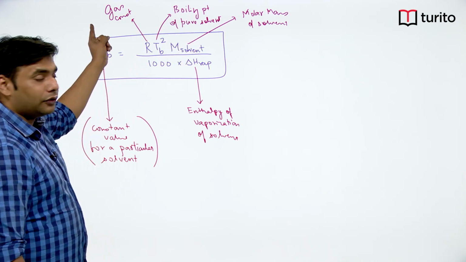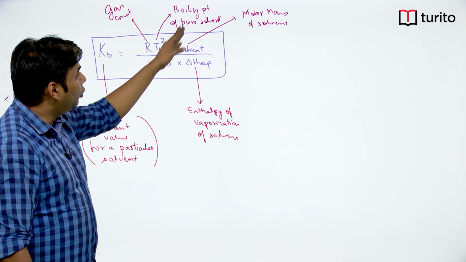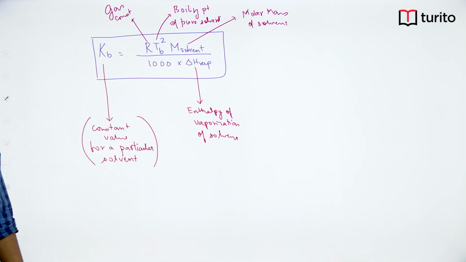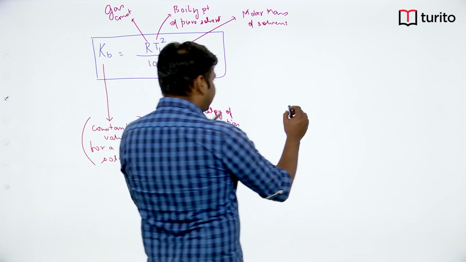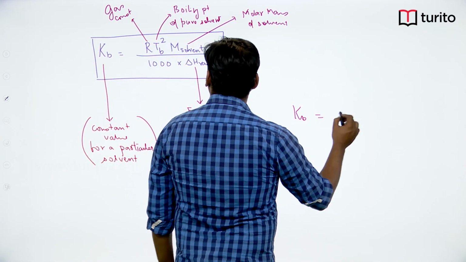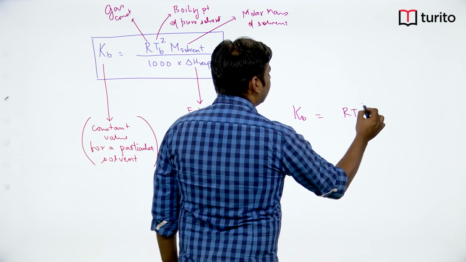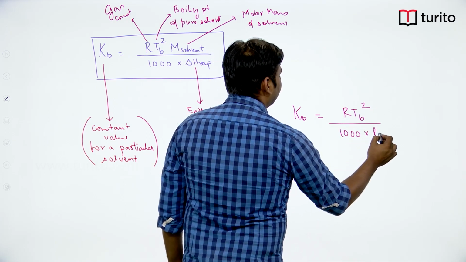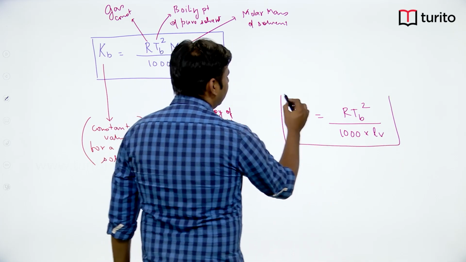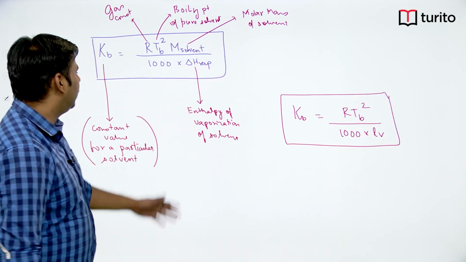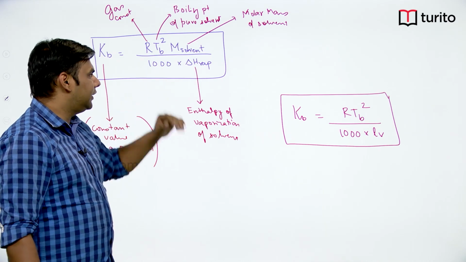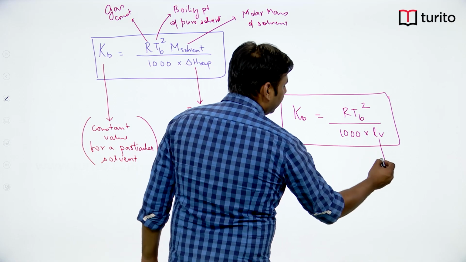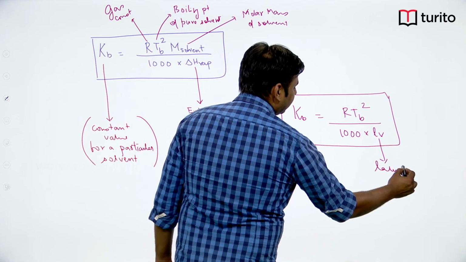R is the gas constant, R Tb square into the molar mass of the solvent divided by the enthalpy of vaporization of the solvent. This can also be written as R Tb square upon 1000 into latent heat of vaporization. LV is your latent heat of vaporization, which is basically delta H vaporization upon the molar mass of the solvent.